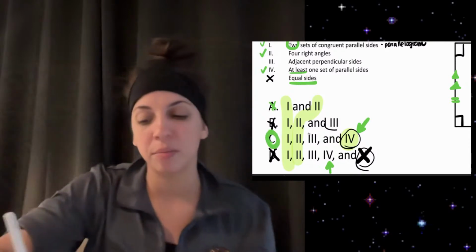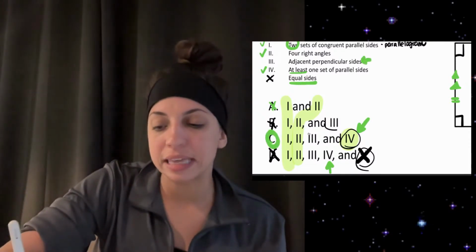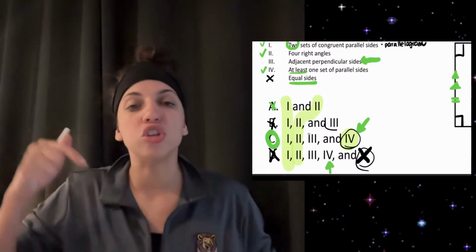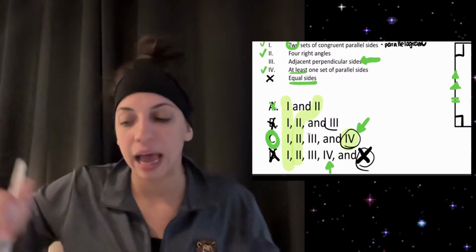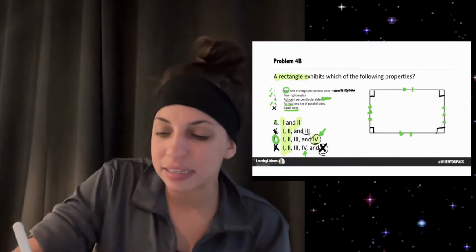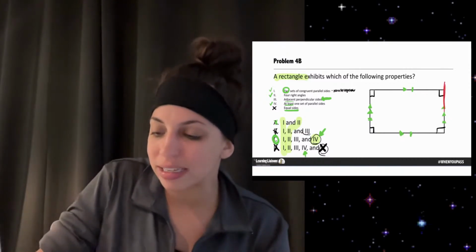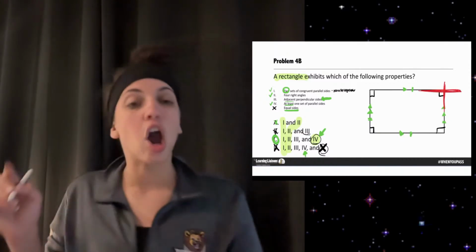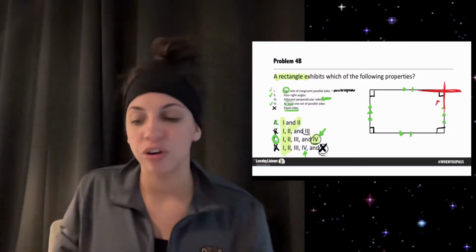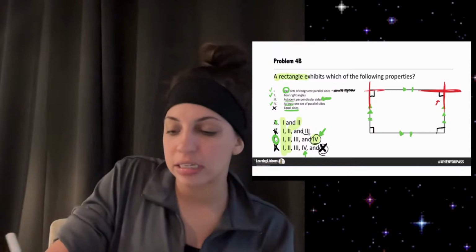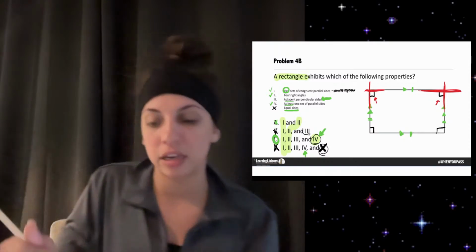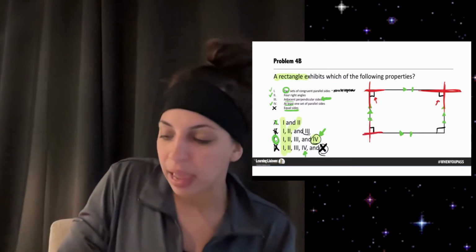Now, let's chat about number 3, because I skipped it pretending like we didn't know what it means, but I want us to discover what it means. Adjacent perpendicular sides. Adjacent means next to. So this side is adjacent to this side. And are those perpendicular? Yes, because it creates a 90-degree angle. This side is adjacent to this side. Are those perpendicular? Yes, because it creates a 90-degree angle. Same down here and same down here.